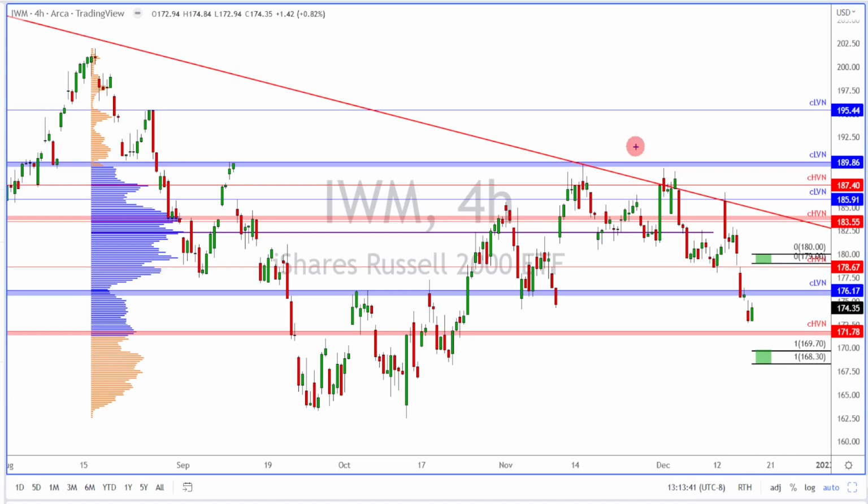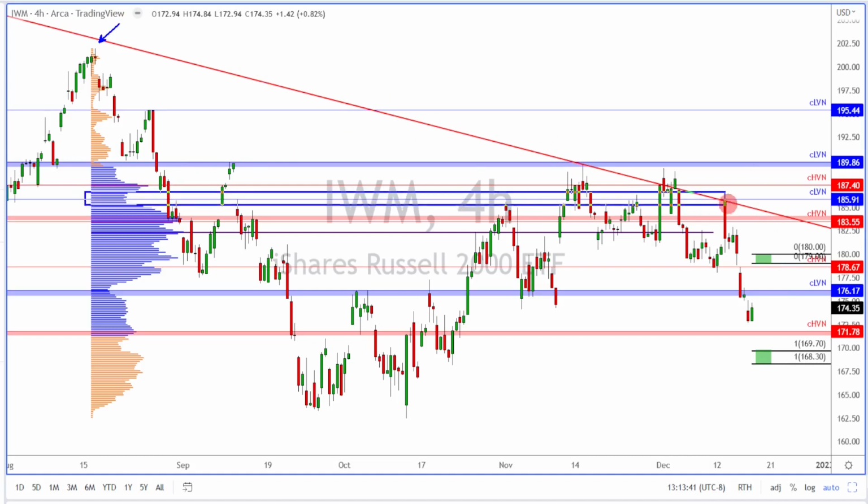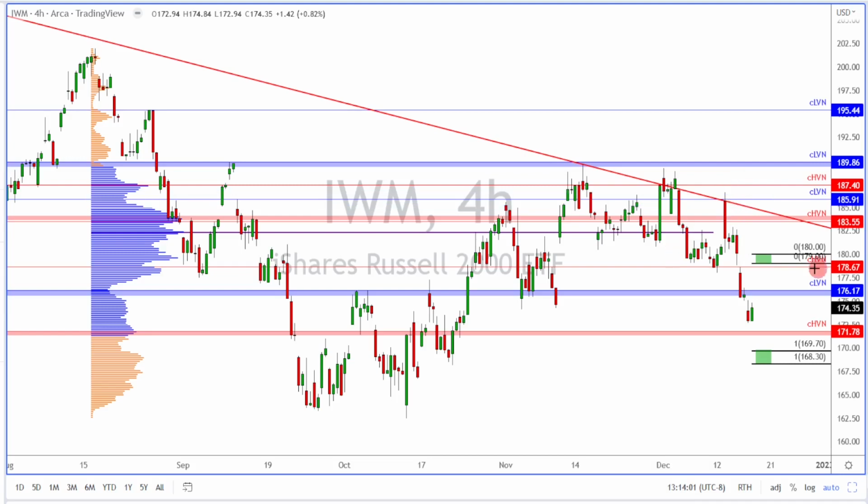Looking at the composite volume profile from the middle of August to the present, we see last week the price actually came up to the upper edge of this low volume zone before it rejected and retraced back down below this trend line. And also looking at the composite volume profile point of control, it is somewhere near the 182.40. So that's the price level where it had traded the most volume.